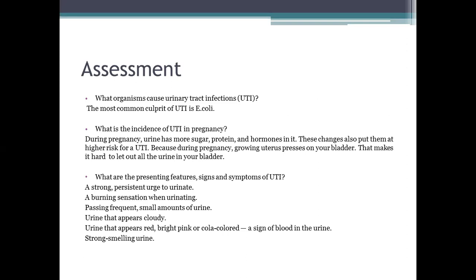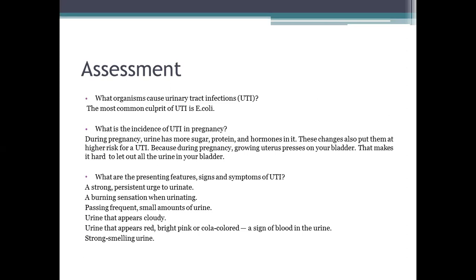In the assessment, we have some questions, which are: what organisms cause urinary tract infection? We know that there are a wide variety of organisms that can result in urinary tract infection, but the most common culprit is E. coli. Now, what is the incidence of UTI in pregnancy?